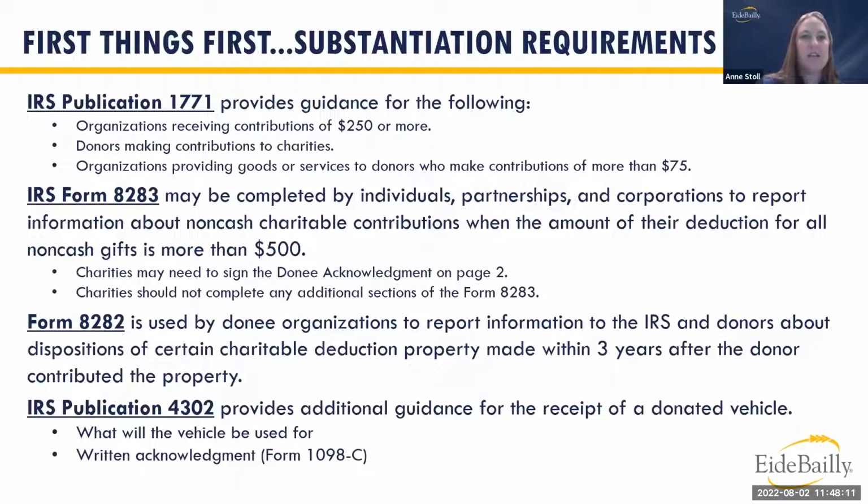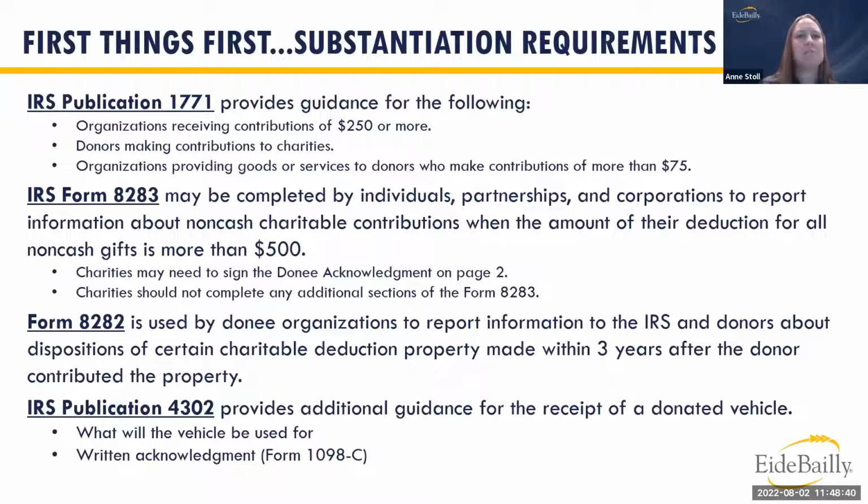If there's a donation of $250 or more, and the donor fails to obtain support for that donation, that's a donation that could be disallowed on their tax return. And so you're really going to want to be familiar with those requirements coming through from publication 1771, and we'll go through it in more detail as to what needs to be included in that publication.